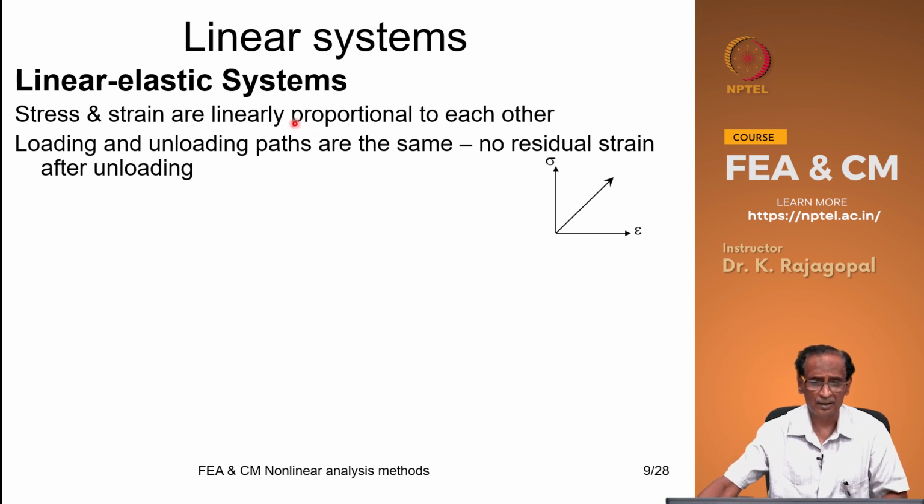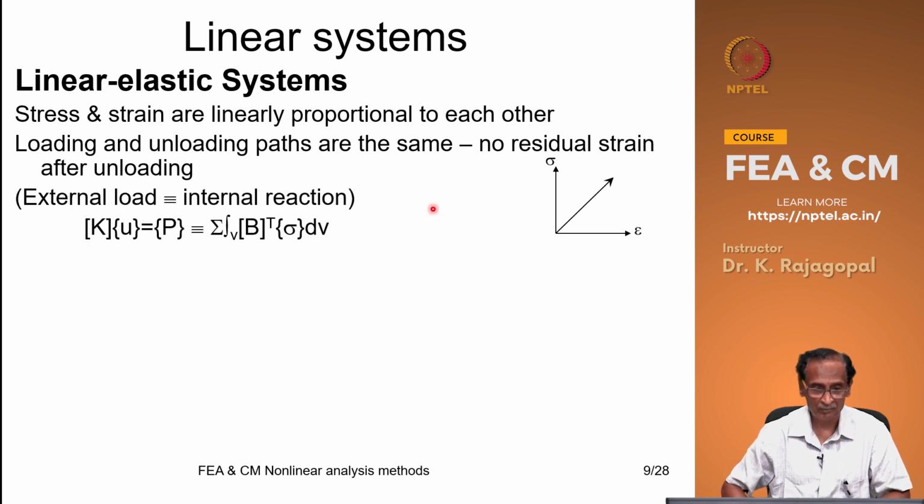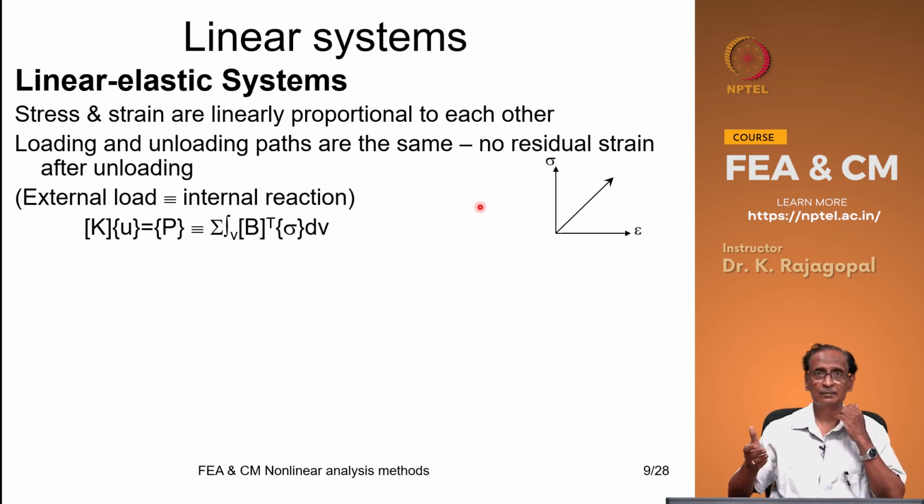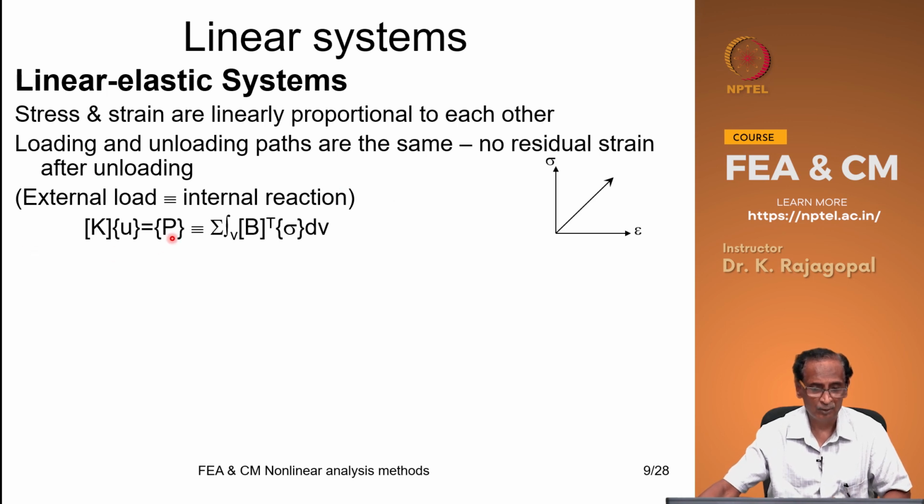So, the linear elastic systems are those in which the stress and strain are proportional to each other in a linear manner, and there is no residual strain. And in this case, your external load is exactly equal to internal reaction, because whatever stress that you apply to the system can take without any complaints. It will be able to support all the stresses that are applied, and so our Ku is equal to P, and this P is the applied force, and that will be exactly equal to B transpose sigma dV.